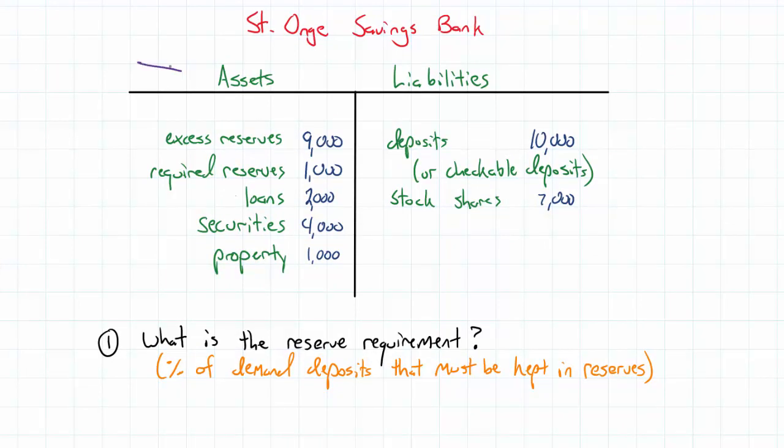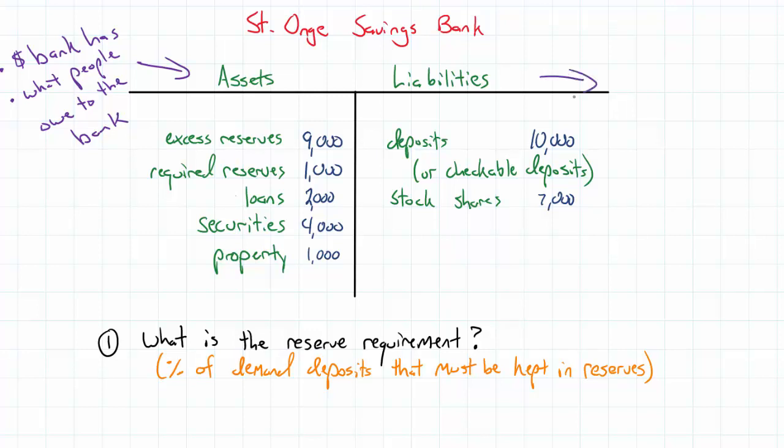I'll make a little note here. Money that the bank has, or it could be what people owe to the bank. And on the other side, you're going to have liabilities. And liabilities will be money that the bank owes to its customers or to its owners or to other people.